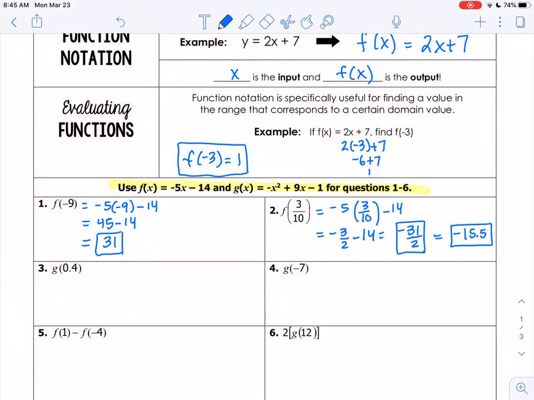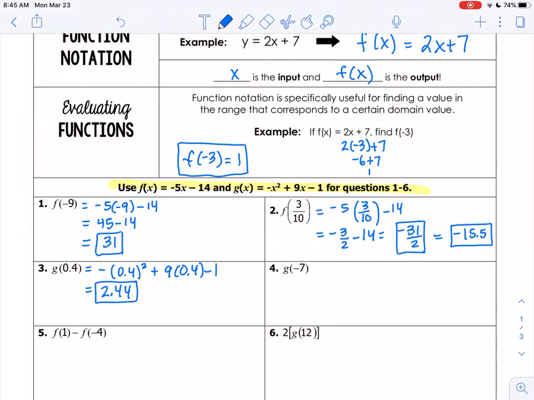Okay, number 3. This one has the g, so I've got to use the other function right there. So that's a negative 0.4 squared plus 9 times 0.4 minus 1. So you can plug all that in one fell swoop if you like and just go straight across. Just put your parentheses where you need them to be. And you get 2.44, I believe.